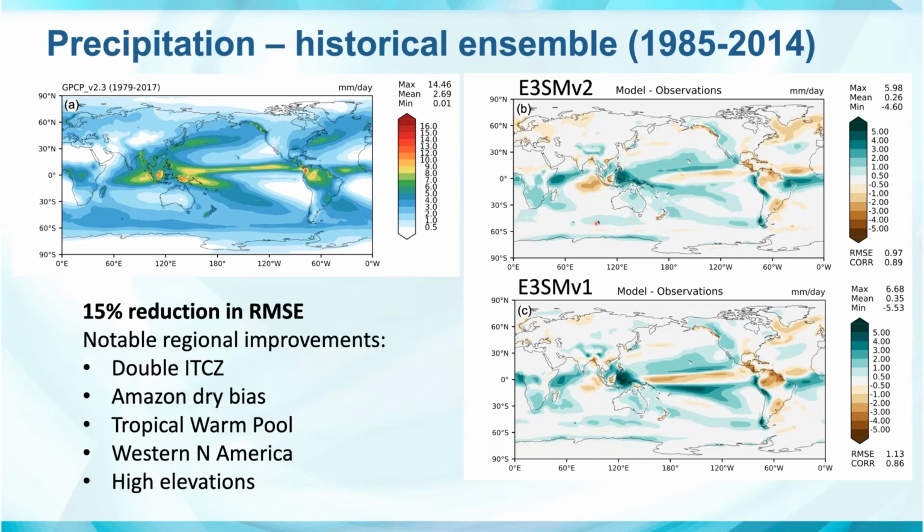And you can see this is the precipitation bias in V1 compared to V2. Overall, we have a 15% reduction in root mean square error, going from 1.13 to 0.97. That may not sound like a lot, but for anybody who has actually tried to tune the coupled model, they will know that this is a lot of effort. Reducing our RMSE precip is very difficult. So this is significant at 15%.